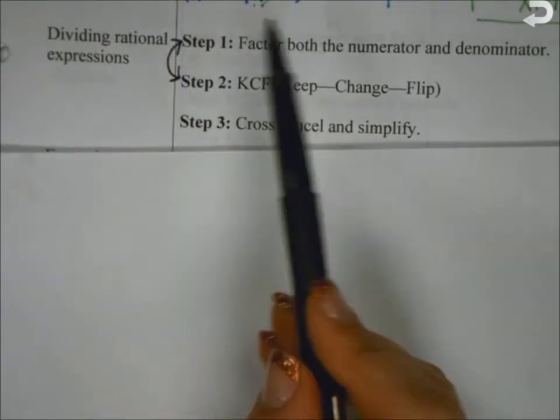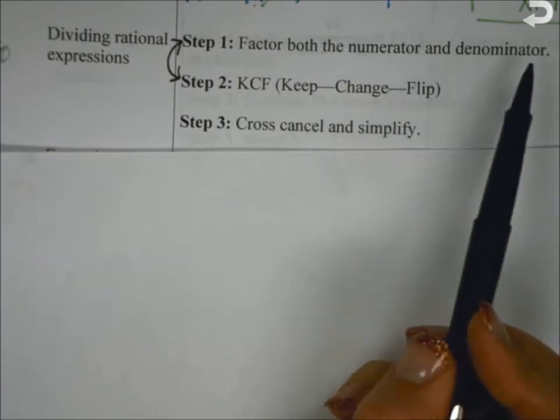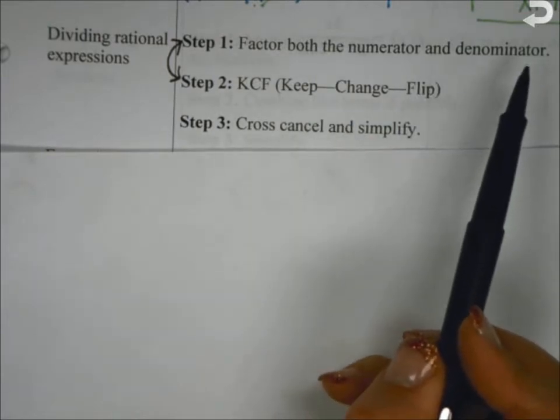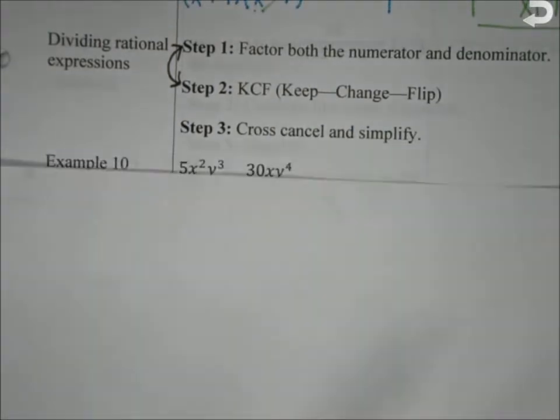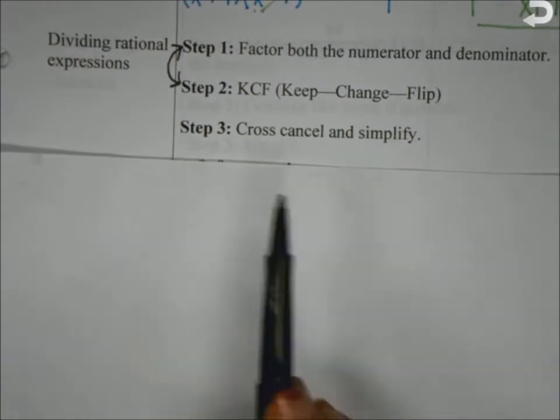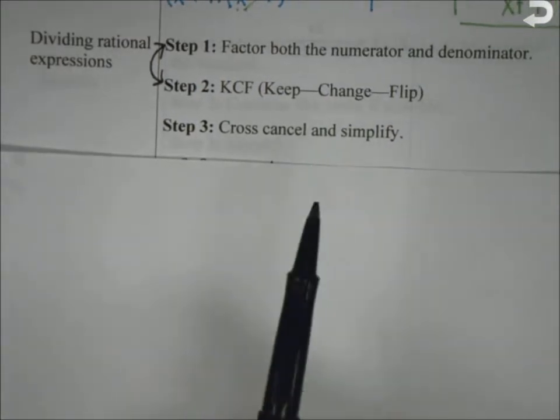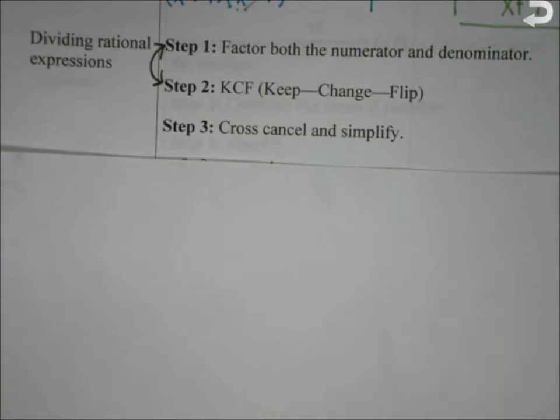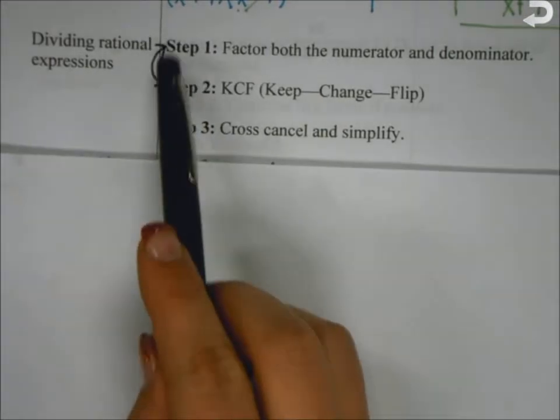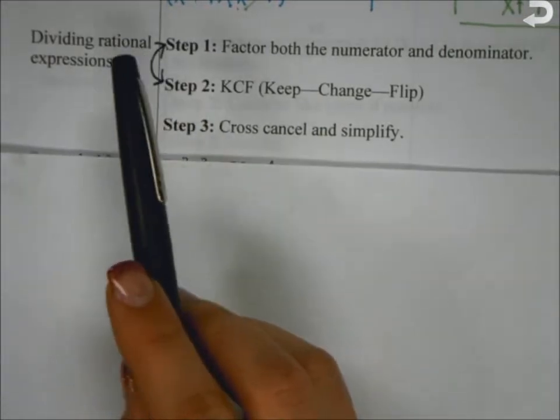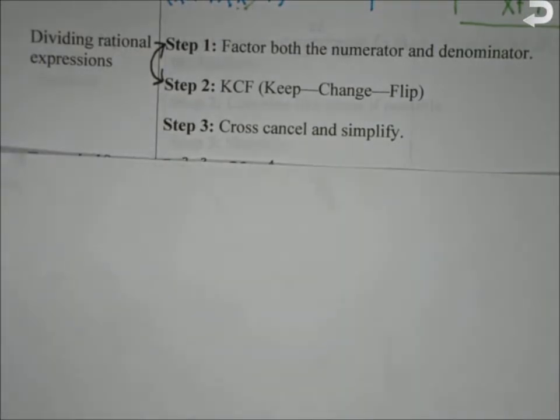And the reason why I decided to change these is because a lot of times I see that if you factor first, you'll start canceling things before changing it to multiplication. And we can only cancel things after it's changed to multiplication. So it's better to change it to multiplication first. Okay, so we're going to make it a multiplication problem first, then factor, then cancel. Okay.